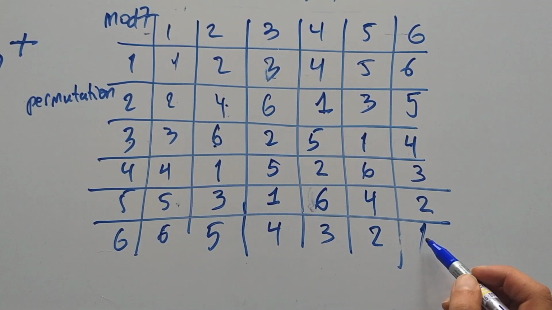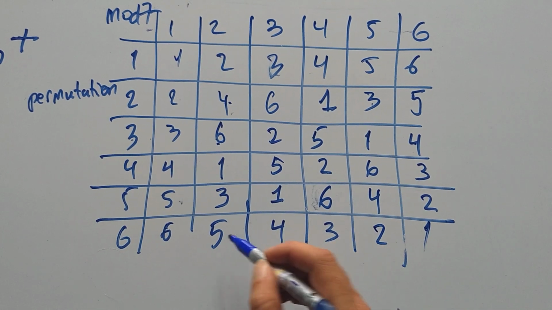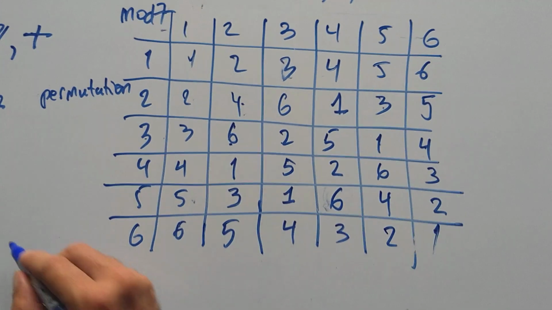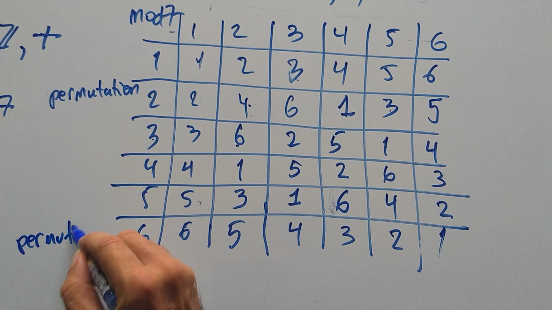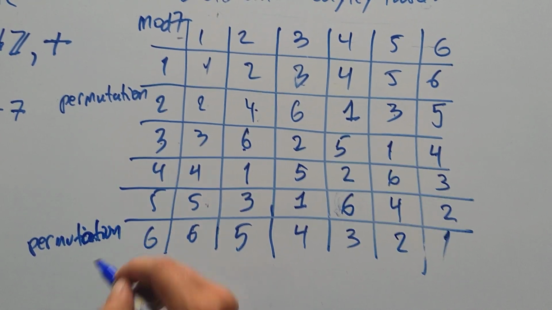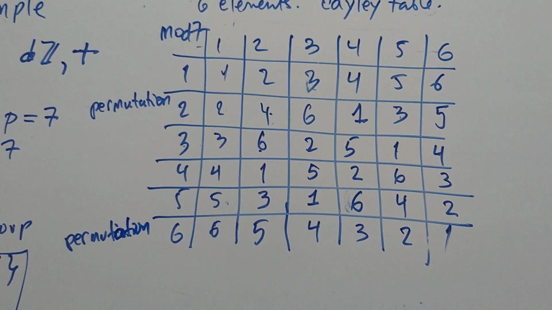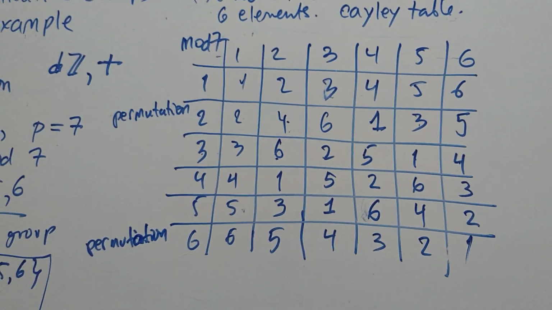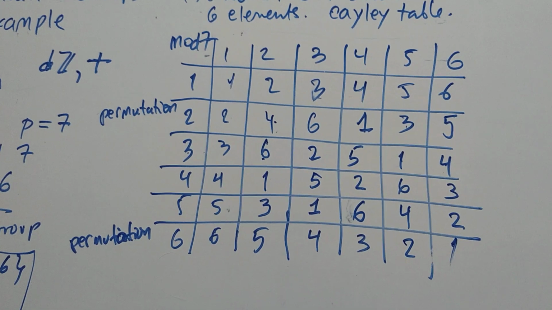The last one is in opposite order. 1, 2, 3, 4, 5, 6. Again, permutation. Interesting point, very interesting point. We'll come back to this. We'll prove in the next video that it's always true for this kind of group.